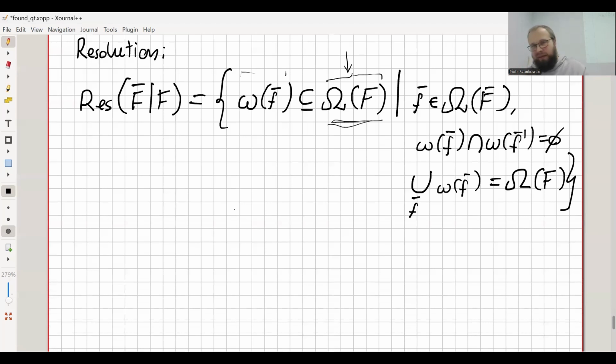So do I understand properly that this resolution is a set of omegas? Yes, so a set of sets. Right. And every set has possible outcomes that are bunched together as one coarse-grained result. Yes, exactly. Okay, and they don't overlap. Okay, so it's much simpler to analyze.